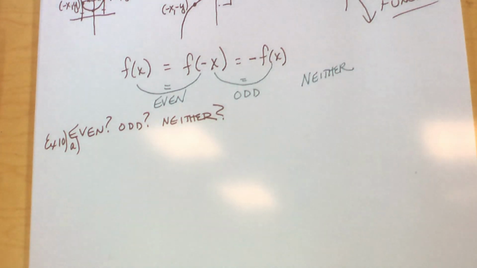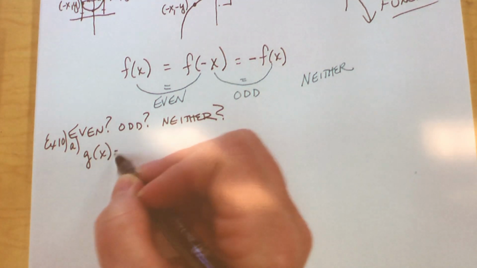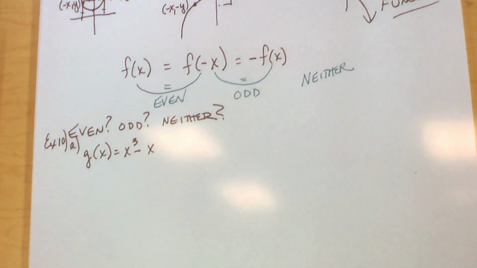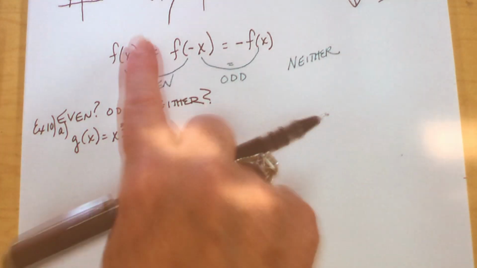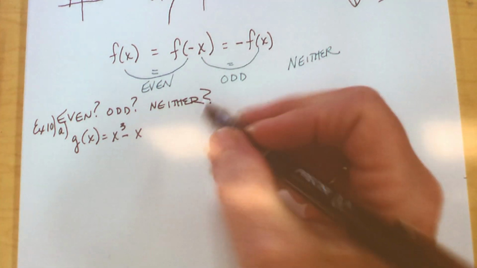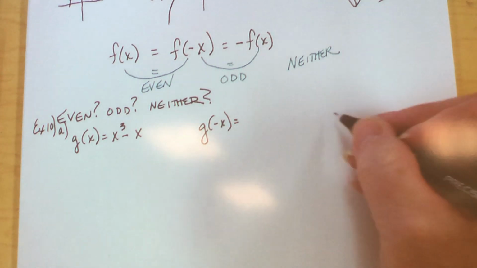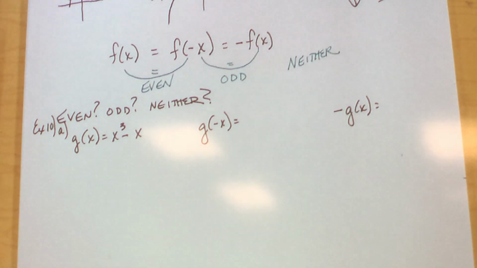Okay, is it even? Or is it odd? Or is it neither? So here's my first one. g of x is equal to x to the third minus x. Now, here's what I do. Every time I just go, all right, well, I've already got this thing, so I'll need to find this and this. So I just write down, I need to find g of negative x and the opposite of g of x. Has everybody got it?